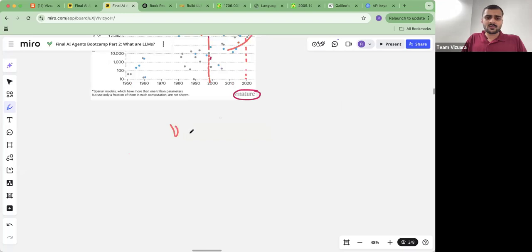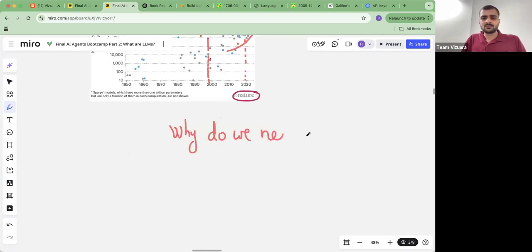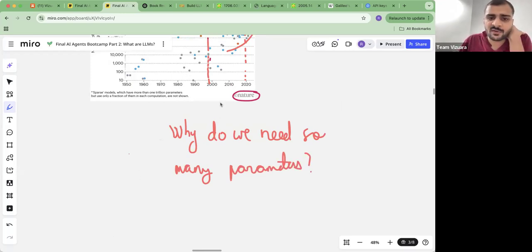So why do we need so many parameters? Let's see some answers in the chat. Accuracy and the performance improvement. But yeah, why? Why do you think increasing parameters increases the performance? And when you say performance, what do you mean?